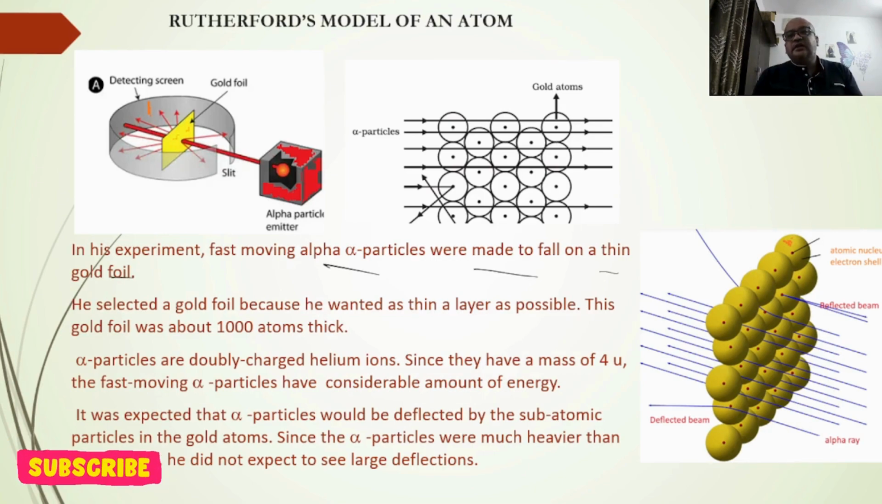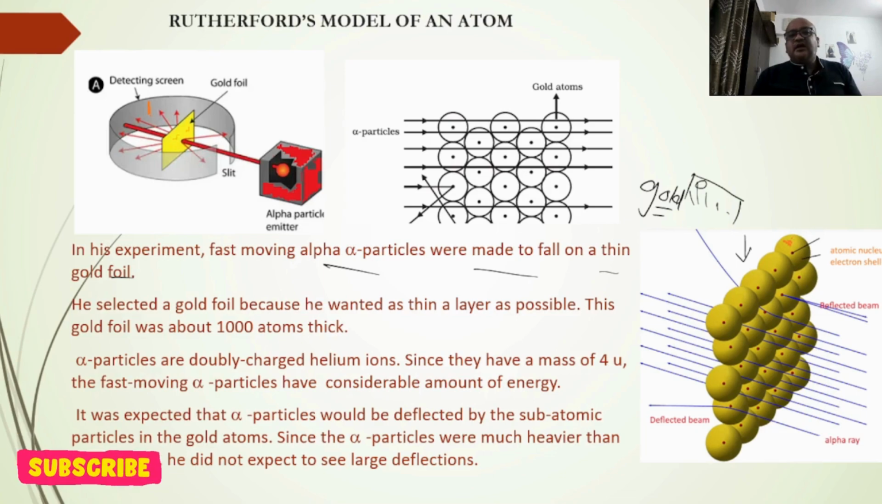Now, why did he select gold? What is the reason gold was selected? Now we know that gold is highly malleable, so thin sheets can be drawn. He selected gold foil because he wanted a very thin layer, and as you know, gold has the property of malleability, right? This gold foil was about 1,000 atoms thick. Here you see like this.